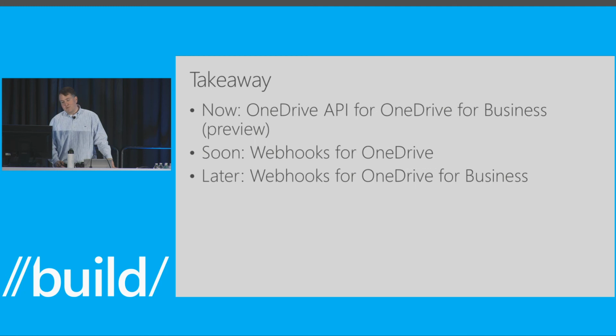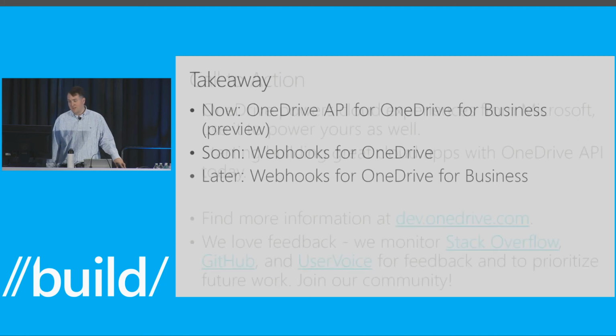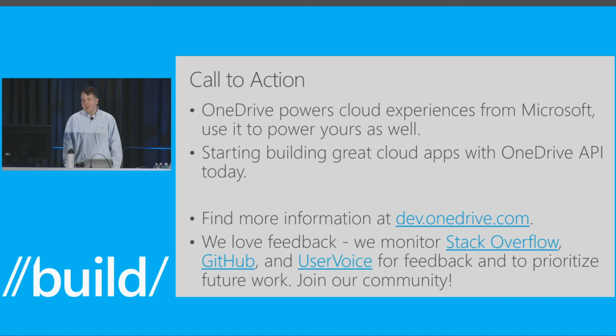Like I said, the OneDrive API for OneDrive for Business is now available in preview. Webhooks will be coming soon for OneDrive Personal. Webhooks will be coming later for OneDrive for Business. And the OneDrive API for OneDrive Personal is also available since February. So go out, build great experiences. We use OneDrive and OneDrive for Business to power a bunch of Microsoft experiences. We think that your application should do that today, so start building those apps.